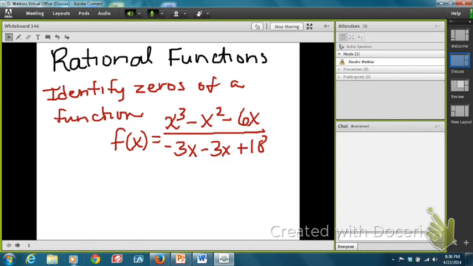Okay, well, one of the most missed problems that I saw on your test was rational functions, identifying the zeros of a function. Whenever you identify the zeros of a function, what you want to focus on would be the numerator.